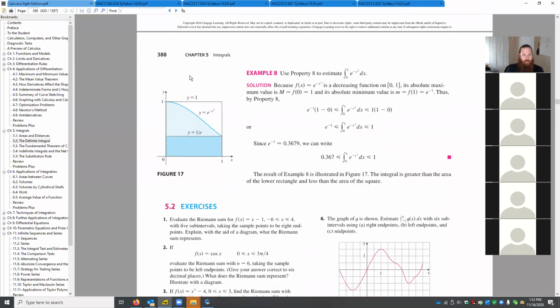So here's the picture that goes along with that. They've graphed e to the negative x squared from 0 to 1. Here's the little rectangle. And here's the big rectangle. And here's the result.